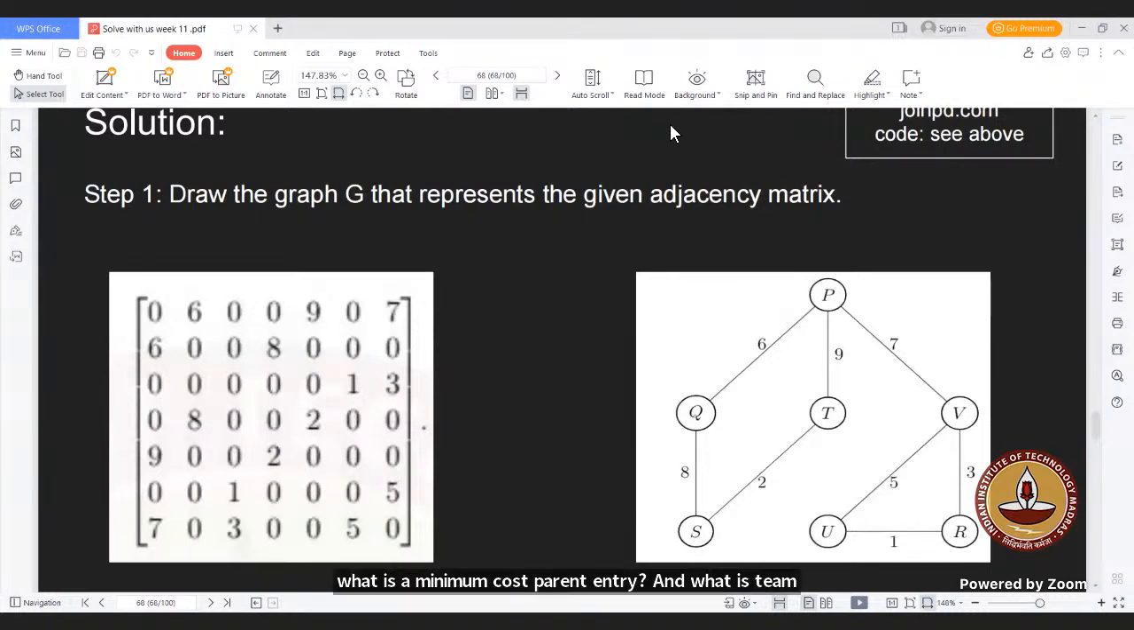So this is the graph given. You don't have to draw the graph. You just apply the Prim's algorithm starting from the vertex R for this graph.